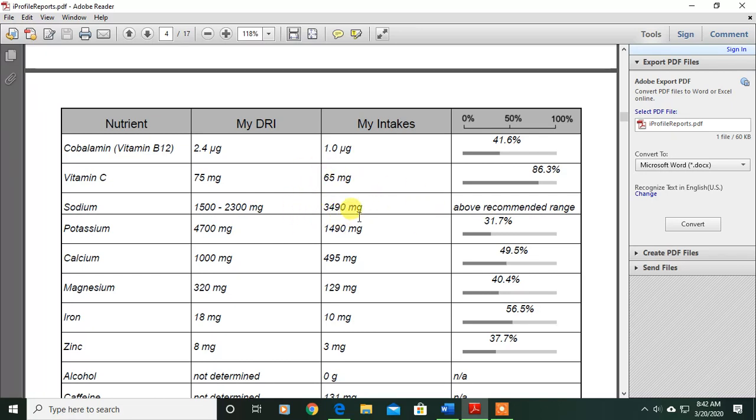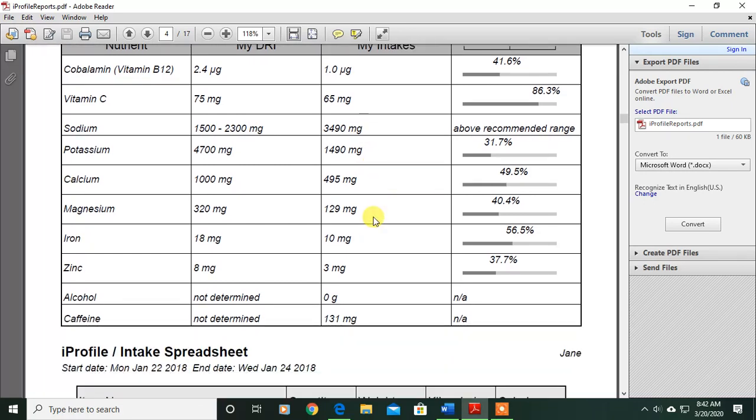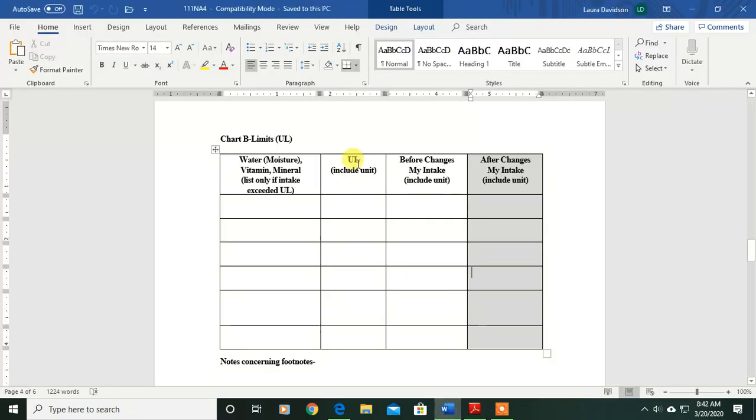Now, in the case of this individual, the sodium is above the recommended range, and that would go on the UL chart because the UL for sodium is 2,300 milligrams. And actually, that's the only thing that would go on their UL chart. This chart does not need to be filled in if you don't exceed the UL. Some students will have sodium that exceeds the UL and maybe one or two others. Some students will have nothing that exceeds the UL, but you need to check.